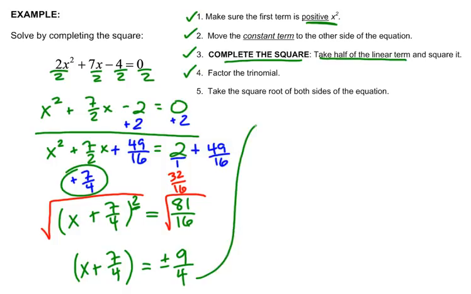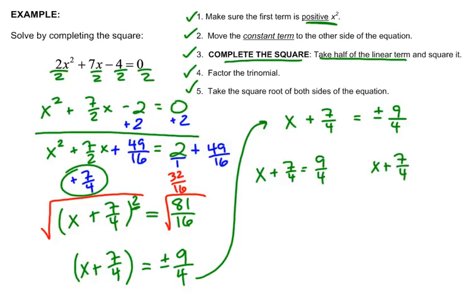Now, I'm going to come over here and finish this, but we have taken the square root of both sides. Now all it just turns into is just a simple linear equation. We've got x plus 7/4 is equal to positive or negative 9/4. And again, if you want to think of this as two problems, x plus 7/4 equals 9/4, and then x plus 7/4 equals negative 9/4. That's one way of thinking about it. Or we can try and do it all at once when you become comfortable.